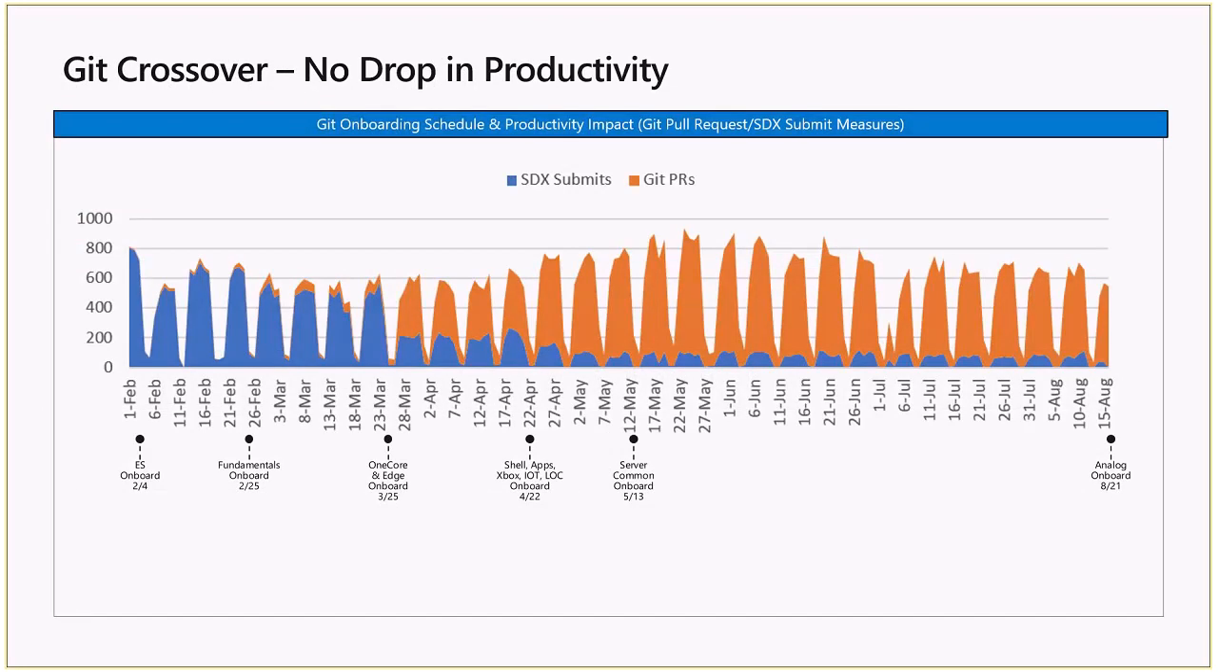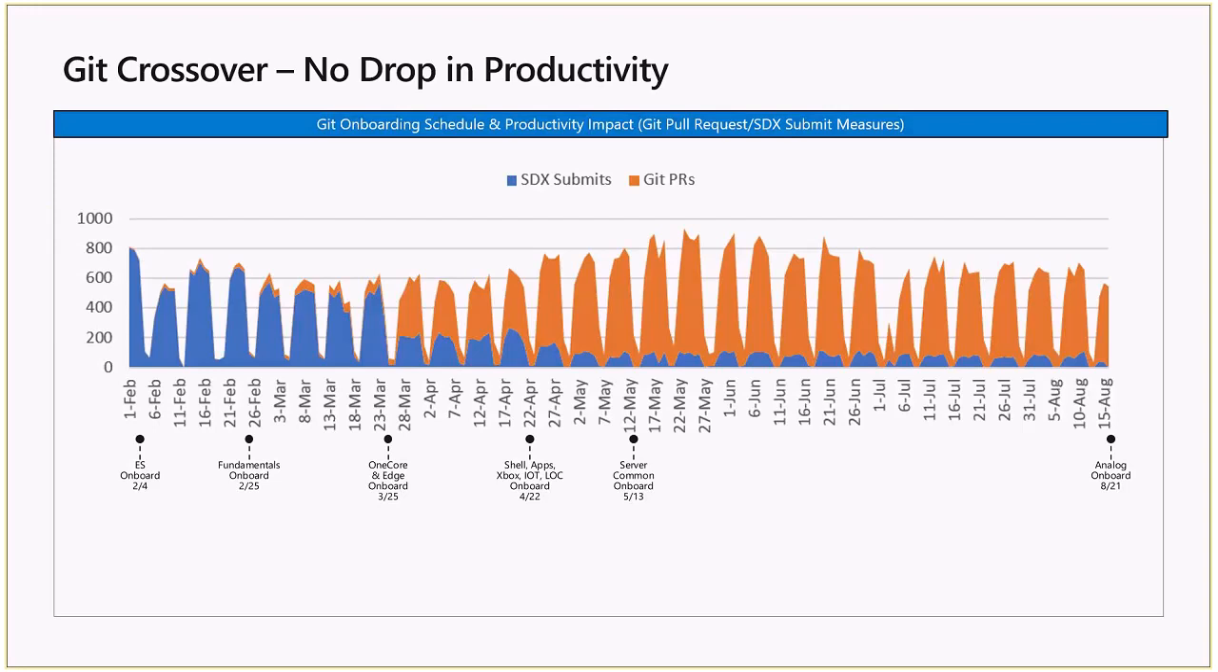So you'll see by this graph, you look at the number of submits from the source depot, that's the blue, and the orange is the number of pull requests that were open. So notice the productivity did not decrease. In fact, after a couple of weeks, it went back up. So this was a huge success for the Windows team, working with the Azure DevOps team. They built this functionality into Git, basically to work with large code bases.